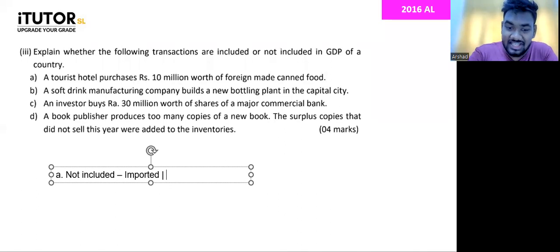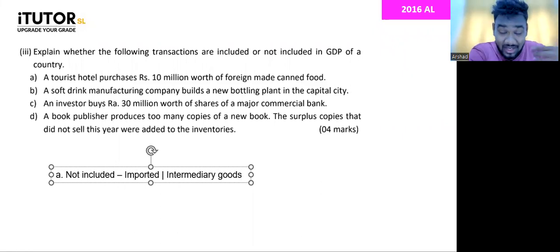Also, because these are intermediary goods, right? If you include this, what would happen? There would be double counting. Because if you take this tourist hotel, the service or the food that they are providing is the final good. Now, they are purchasing some canned food, let's say things like salmon. So salmon is an intermediate good. If you include that also in GDP, then what happens? That becomes double counting. Right? So you can explain it in any of these ways.